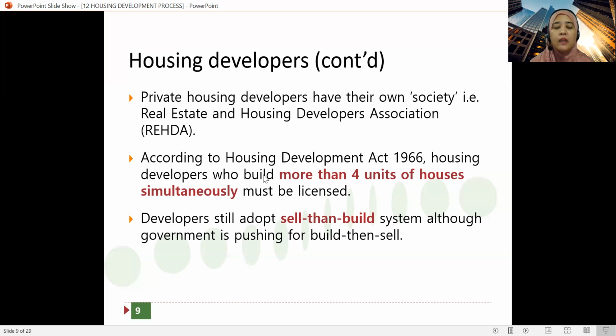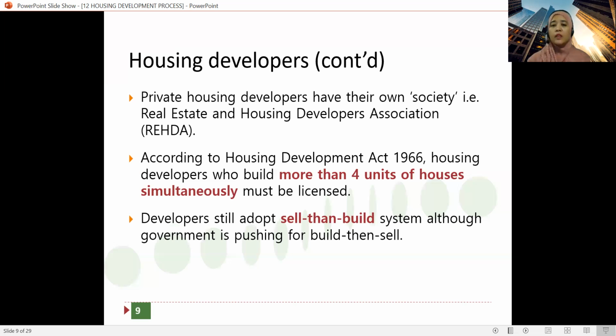Anyway, it says that according to the Housing Development Act 1966, housing developers who build more than 4 units of houses simultaneously must be licensed. HDA, Housing Development Act, was not enacted to capture or to control all housing developers. Kalau dia nak capture semua housing developers, terlalu ramai lah housing developers, sebab ada small scale punya developers yang develop 1 unit, 2 units, 3 units, 4 units. Maybe one after the other, or 4 simultaneously, 3 simultaneously. Mungkin rumah detached lah. I'm not talking about terrace. Terrace mana orang buat 4 units kan.